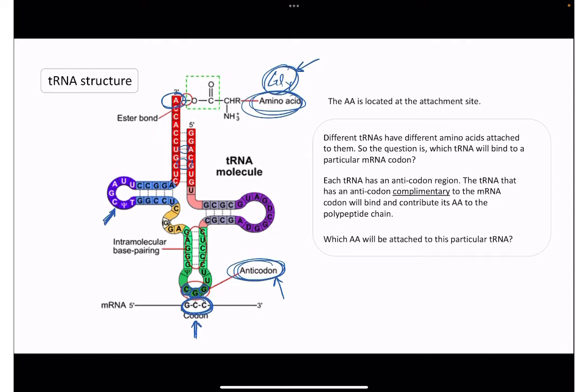And so the tRNA with an anticodon that's complementary to the codon is going to bind to that mRNA, and it's going to add the glycine to the protein chain.